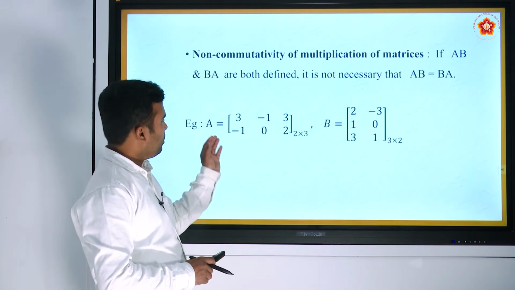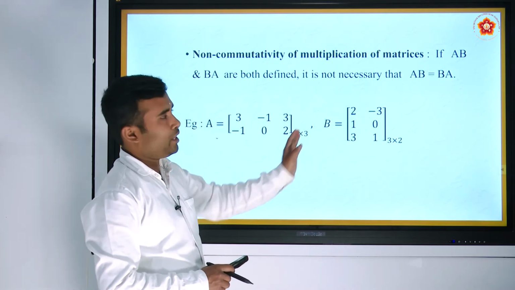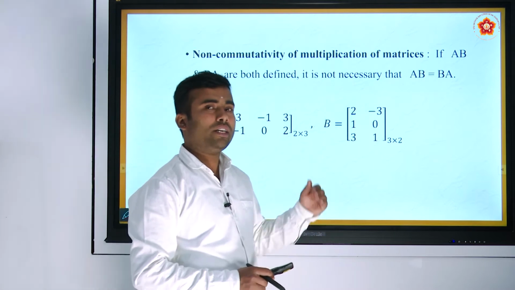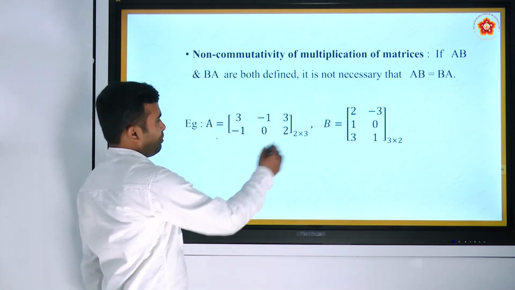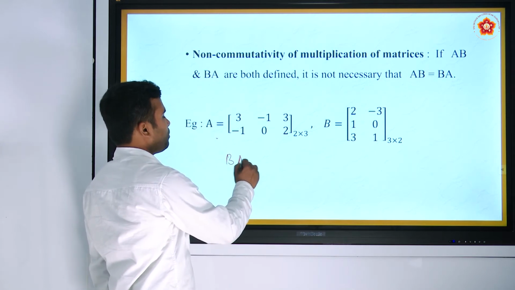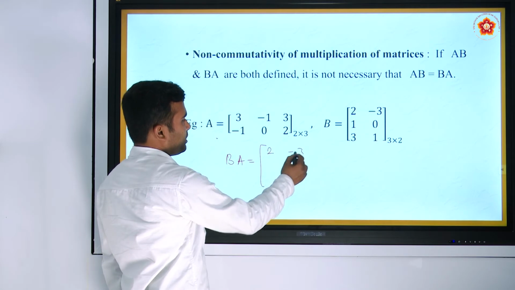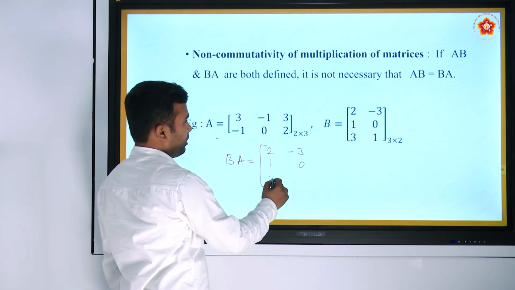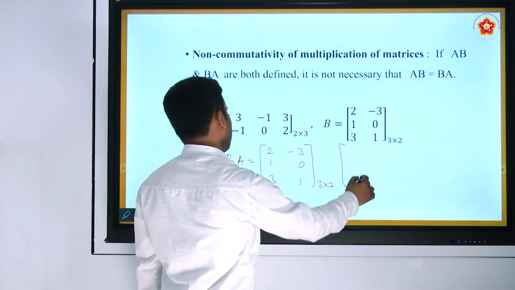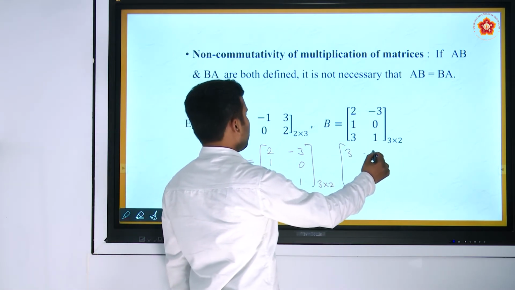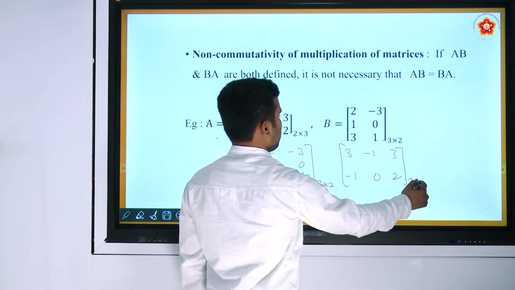And here there are two matrices they have given, and we can find AB, but it may not equal what is B into A. What is the order of matrix B? Suppose you wanted to find B into A. The matrix B is [2 -3; 1 0; 3 1], the order of this matrix is 3 by 2, and the other one, A, is [3 -1 3; -1 0 2], the order of this matrix is 2 into 3.